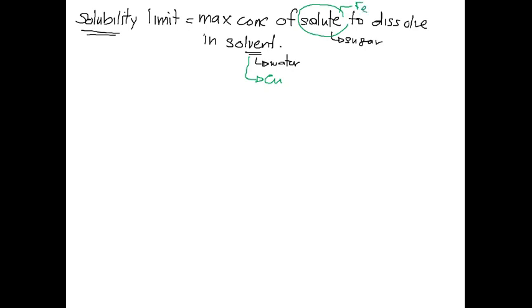So we want to look at the solubility of this copper and iron towards each other. Or we can have aluminium, and we can have magnesium and many more. So we want to look at the solubility limit of these particular metals.